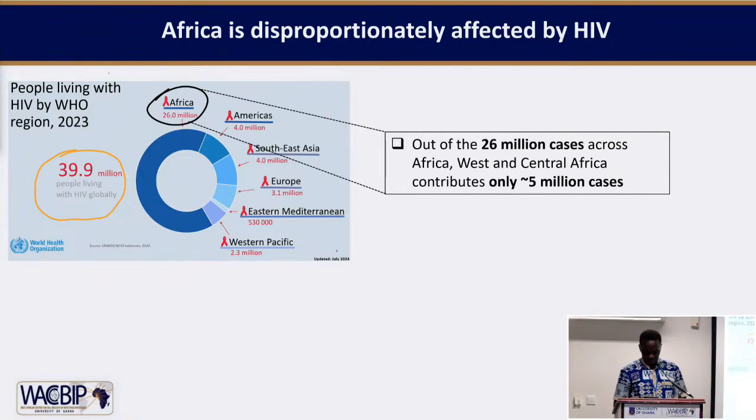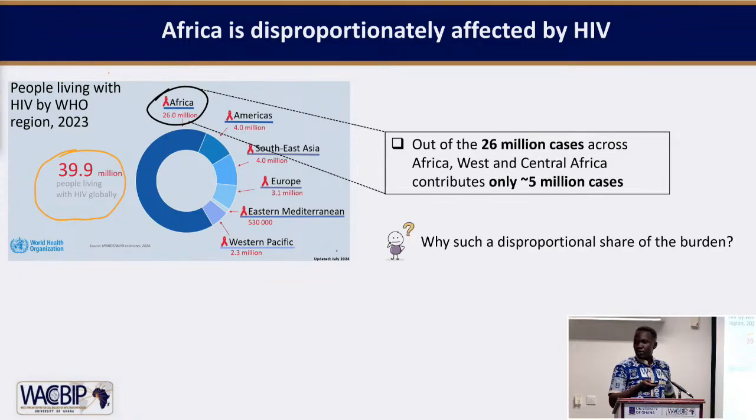Majority of them reside on the continent of Africa. About 26 million cases are on the continent. But what is very surprising is that when you look at these 26 million cases, you see that only 5 million cases come from West Africa, but the remaining about 20 million come from the east and southern part of the continent.